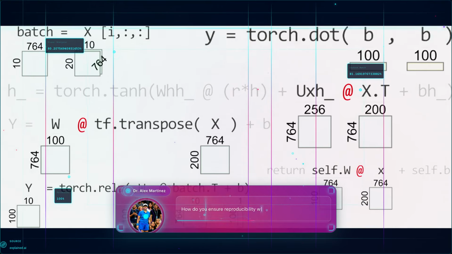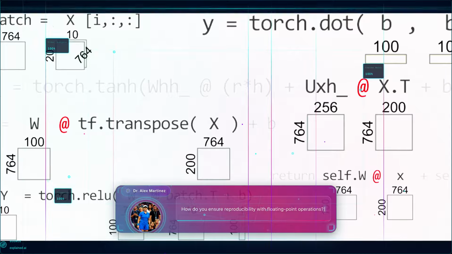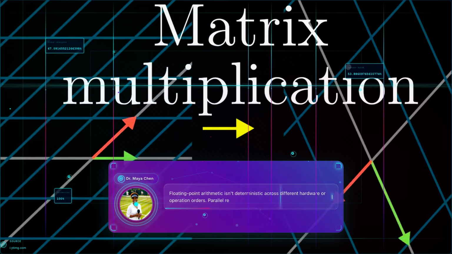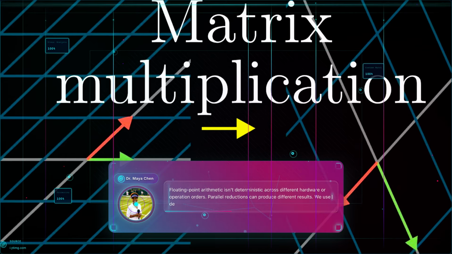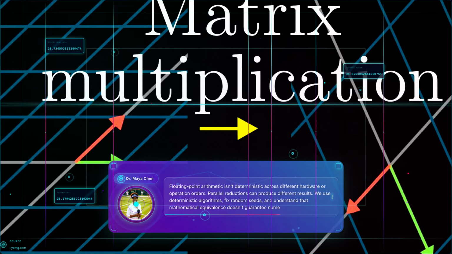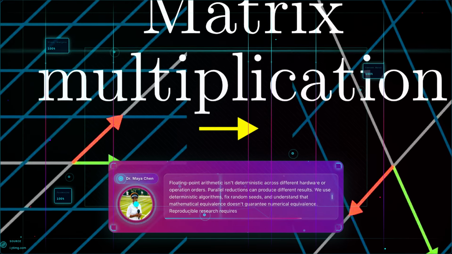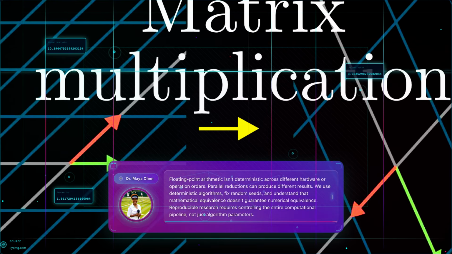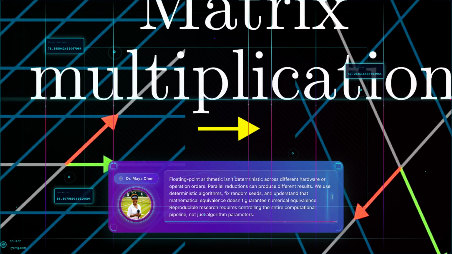How do you ensure reproducibility with floating-point operations? Floating-point arithmetic isn't deterministic across different hardware or operation orders. Parallel reductions can produce different results. We use deterministic algorithms, fix random seeds, and understand that mathematical equivalence doesn't guarantee numerical equivalence. Reproducible research requires controlling the entire computational pipeline, not just algorithm parameters.